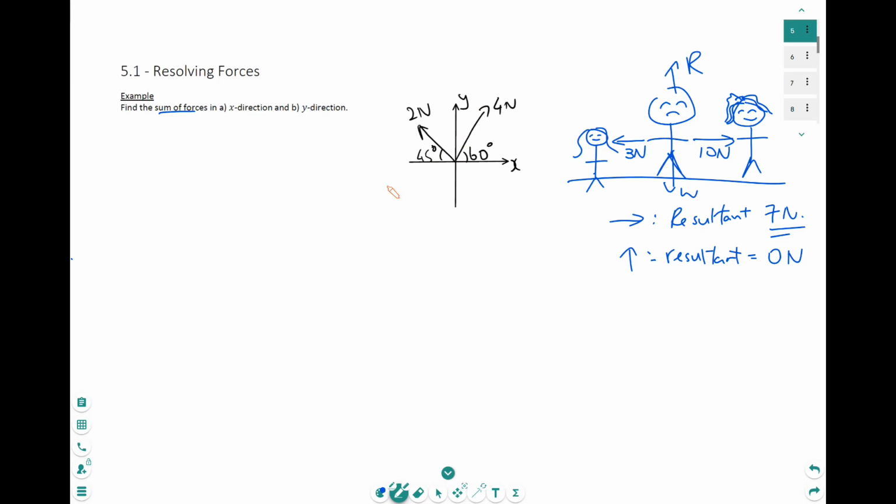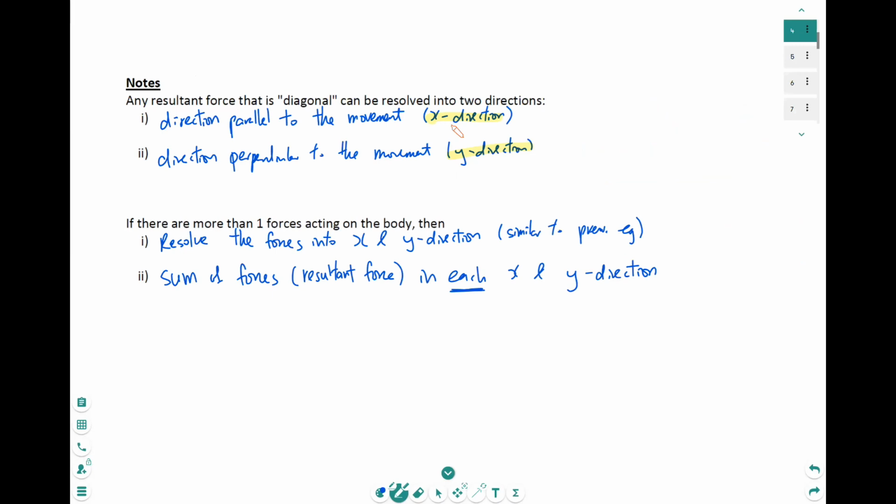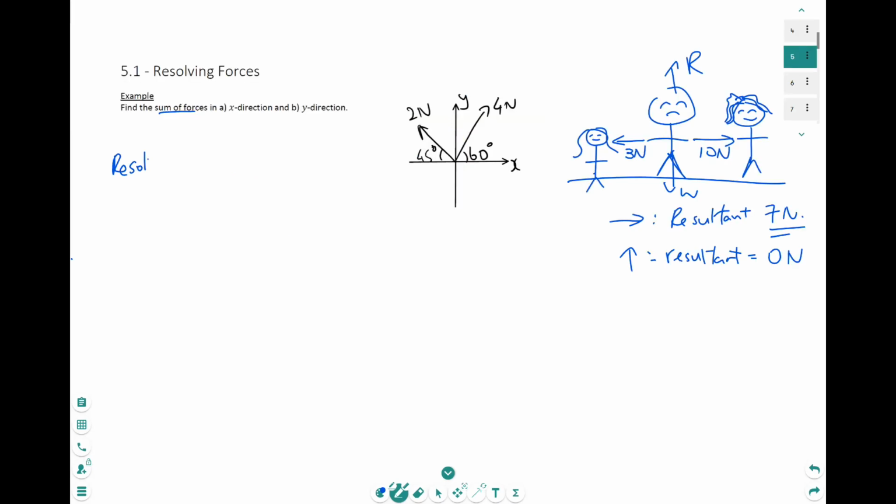So what we need to do is resolve the force in each direction. Let's do the 2 newton first. Remember the previous page: first we resolve the forces in the x and y direction. So I'm going to draw the 2 newton out again, and this time I can make a right angle triangle like this. Because the 2 newton is going top left, as in northwest, the x must be left and y must be upwards. The angle is 45 degrees.